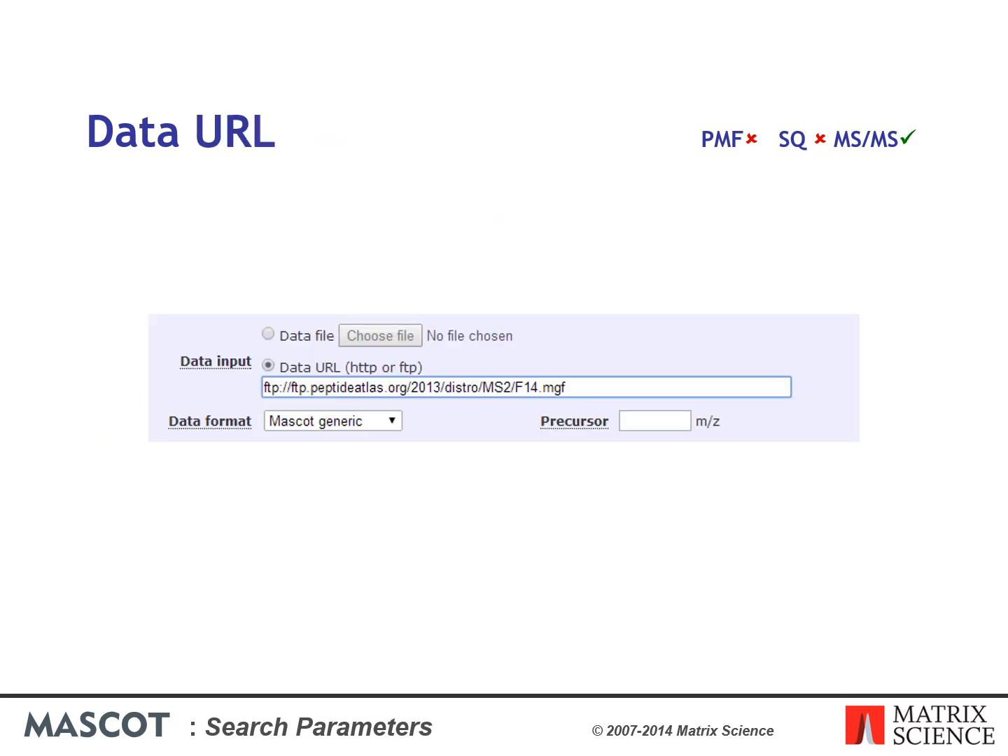In Mascot 2.5 and later, if security is enabled, it is possible to specify a URL to the peak list. This means that the peak list file doesn't have to be downloaded to the client PC, then uploaded to the Mascot server, which is very useful for large peak lists or when the client network connection is slow.